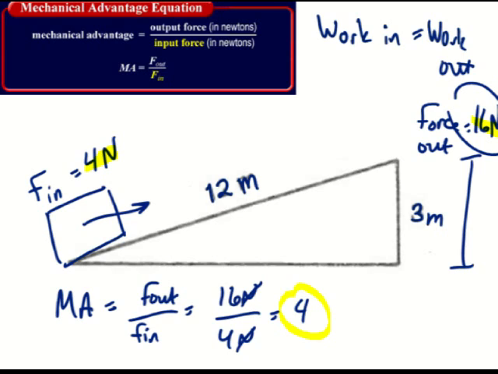Now this makes sense because we're not changing the overall work. What we are doing is making it easier for us because instead of making the 3-meter high jump all at once, we're doing it over the entire inclined plane. So the force is greater at the end for only a little bit of force as an input. So let's look at another example.